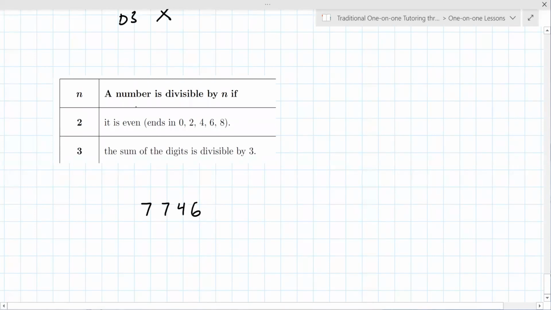What is the divisibility rule for 2? Let me just check it. That's not what the rule says. What does it say? Ends in. Where's the end of this number? Next to the 6. No, the 6 is not the end of the number, it's before the end. This is the end of the number.